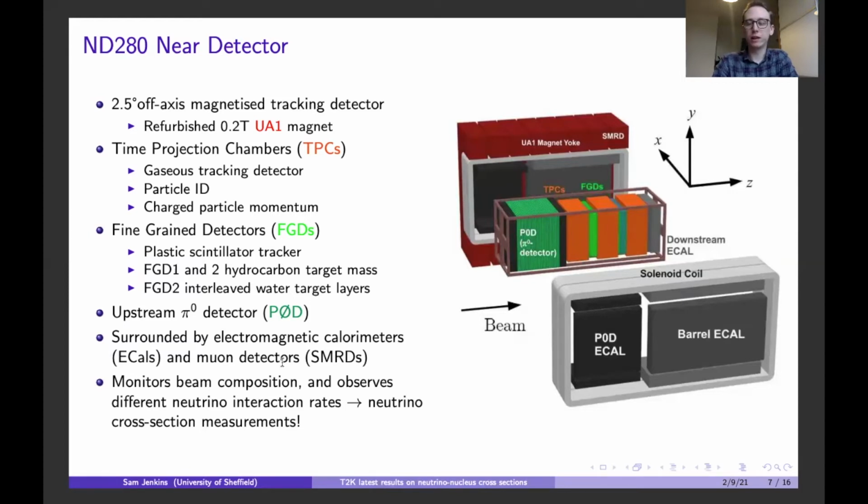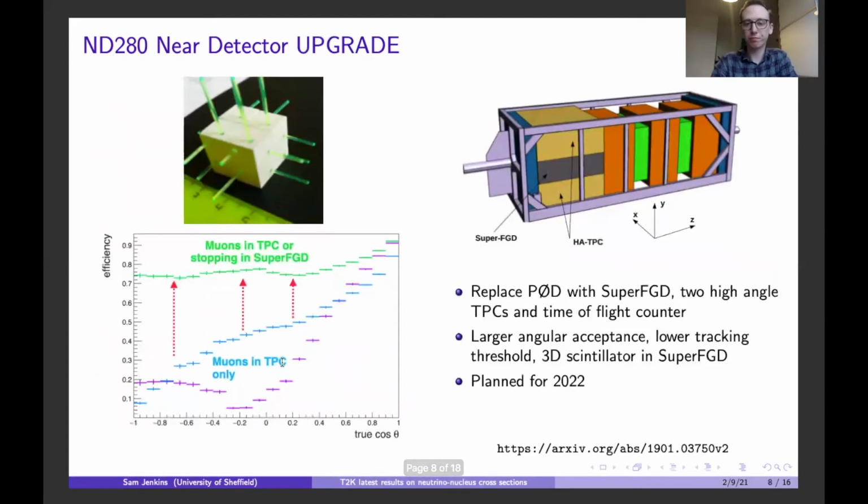So this is the setup of ND280 at the moment and has been since T2K started running, but coming up next year we have the ND280 upgrade. The idea with this is that the POD at the upstream of the detector will be taken out and replaced with several subdetectors: the Super FGD, 2 high-angle TPCs, and then time of flight counters surrounding it. In doing this, we will gain larger angular acceptance, which you can see here, lower tracking thresholds, and in the case of Super FGD, we'll gain 3D tracking from the cube-like structure that is used for the scintillator.